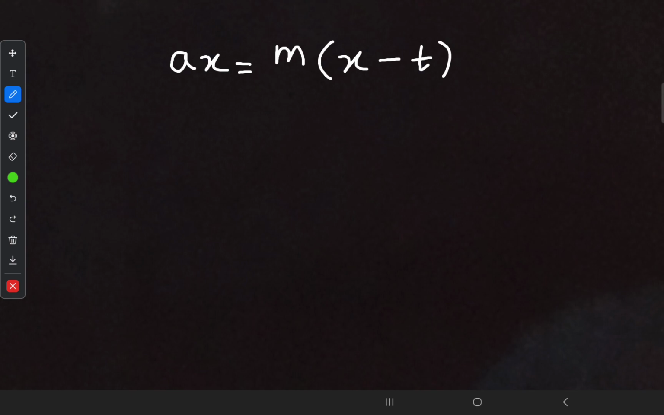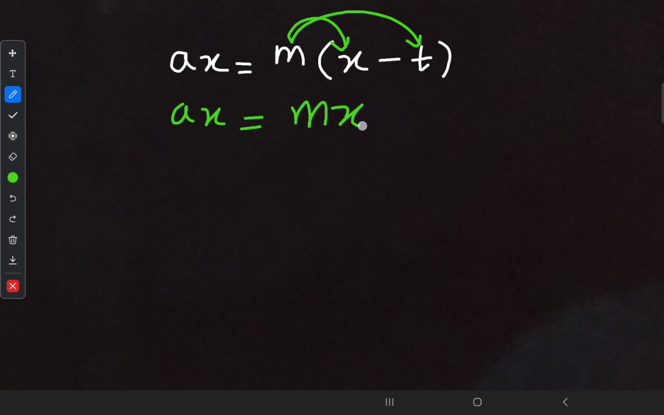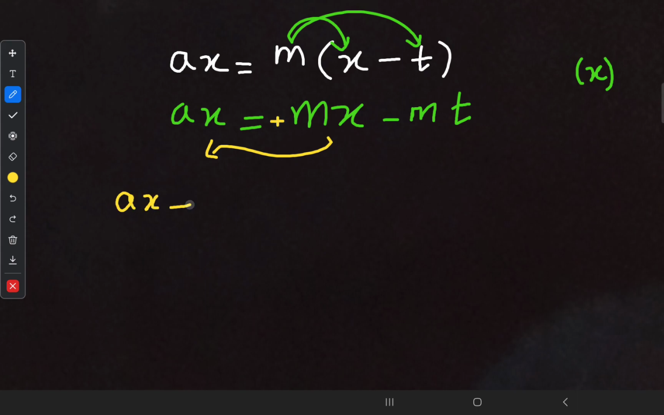That's our first task. So ax, I am going to expand this expression by using m. m multiplied by x is mx. m multiplied by negative t is negative mt. Furthermore, I have to make x the subject now, so I have to bring all the x terms to one side of the equation. I'll bring this x to this side. So ax, and this positive mx will become a negative mx on this side.